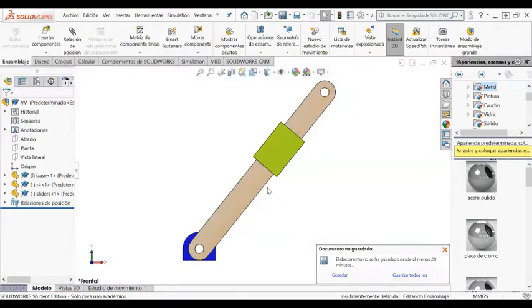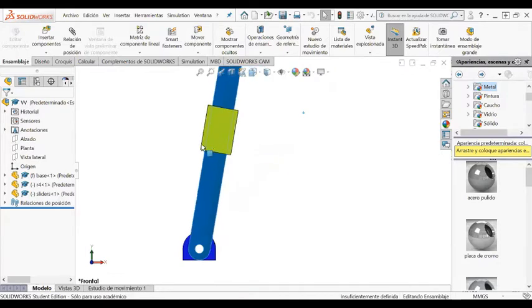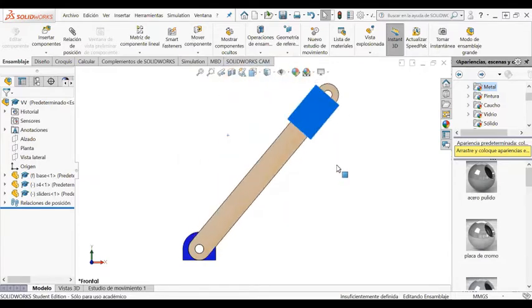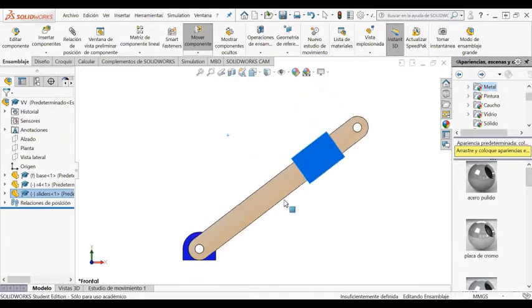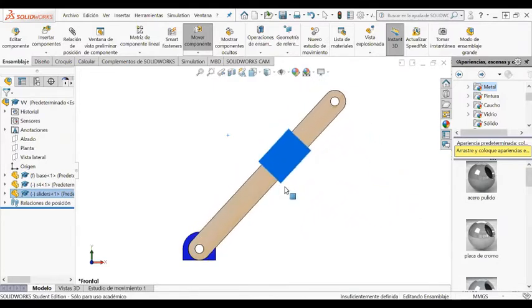Let me jump to a third one. Look at this one. Look at the movements that are allowed in this system. So this can rotate, but the slider can move also. Okay, so you can think about which type of vector I'll need to represent the position of this one.